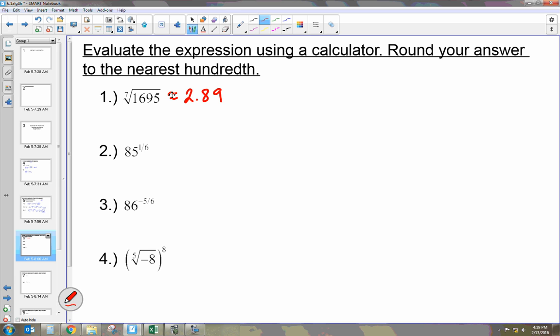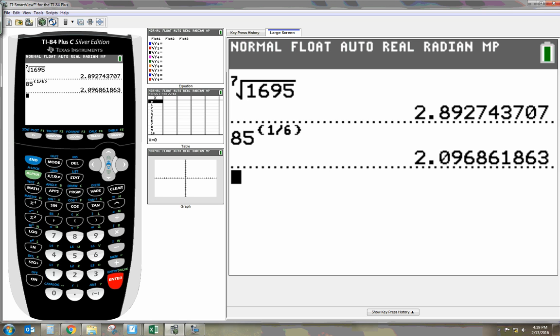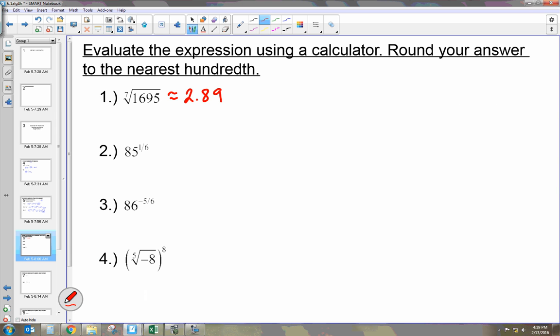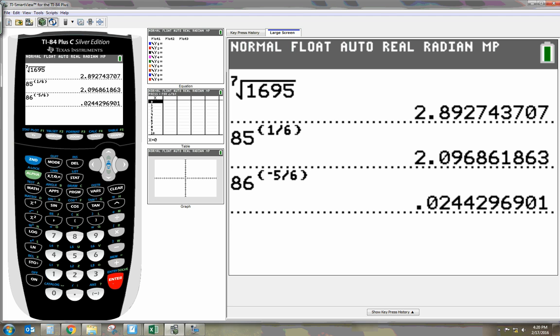All right, our next one is 85 to the 1/6. So we put in 85, caret, parentheses, 1 divided by 6. And this one is about 2.10. Our next one is 86 to the negative 5/6. So 86, caret, negative 5/6. And this is about 0.02.